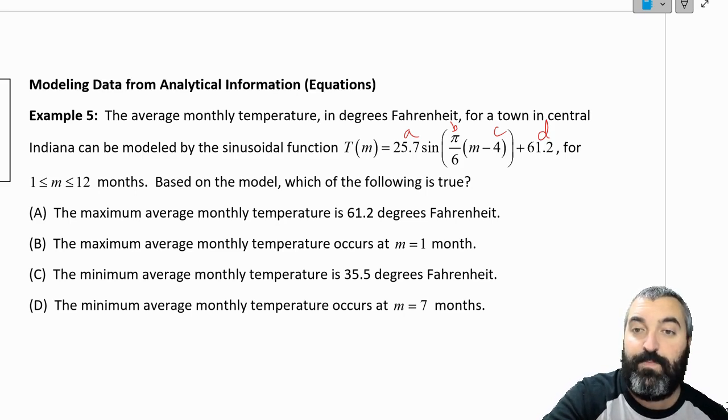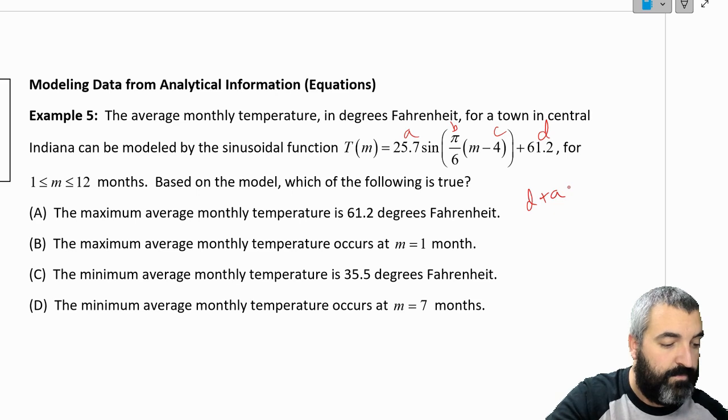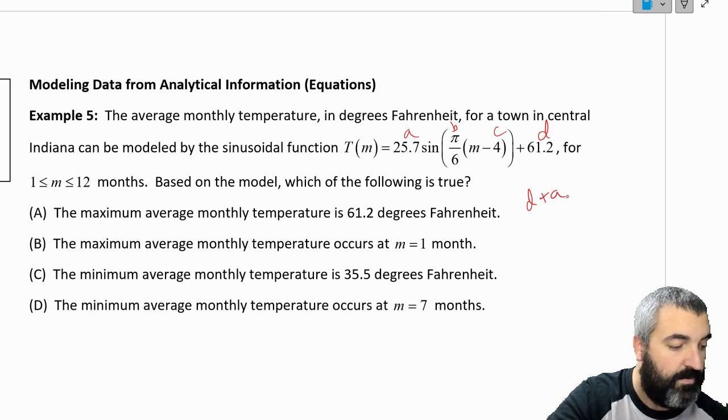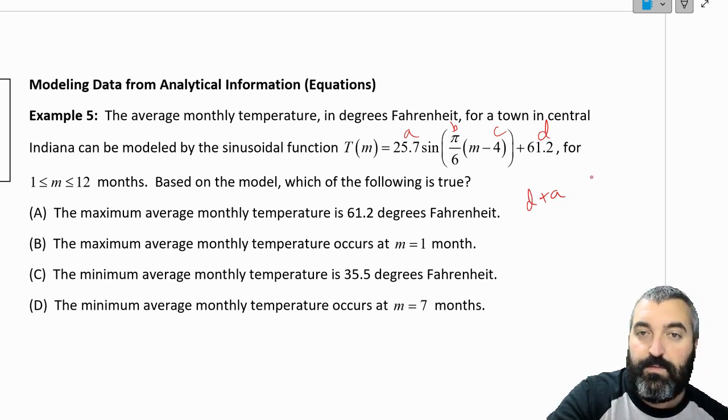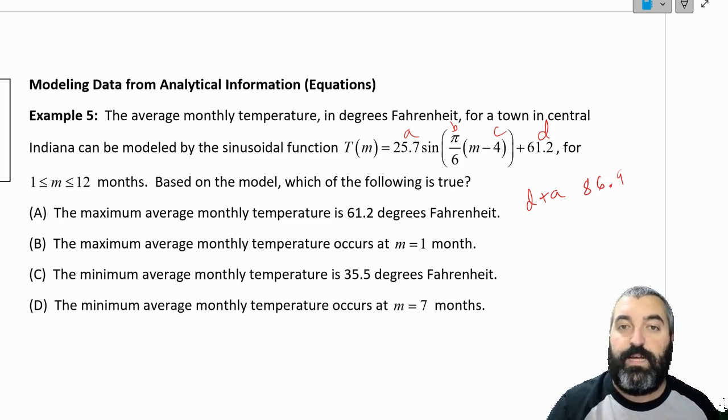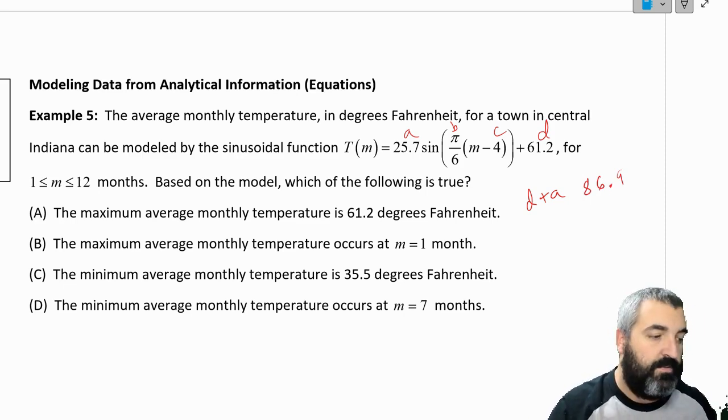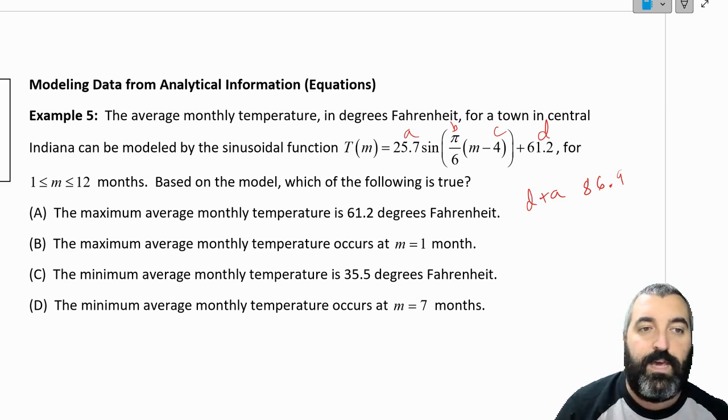Your maximum will actually be D plus A. So 86.9 is your maximum, because that's how you find a maximum, doing the midline plus the amplitude.